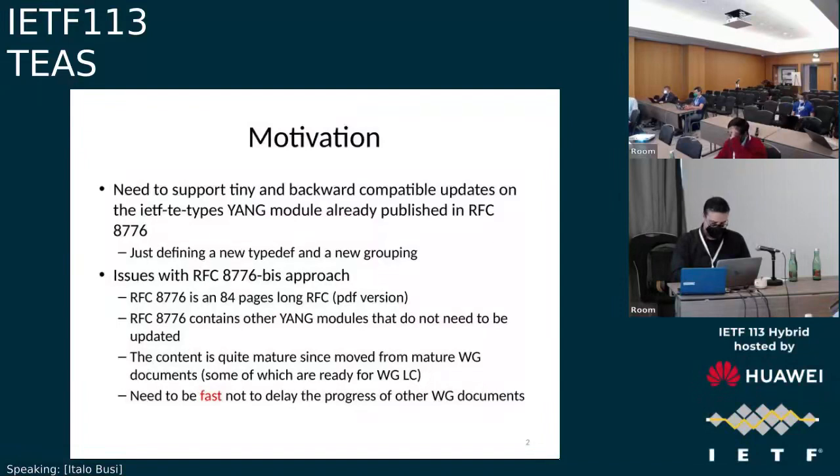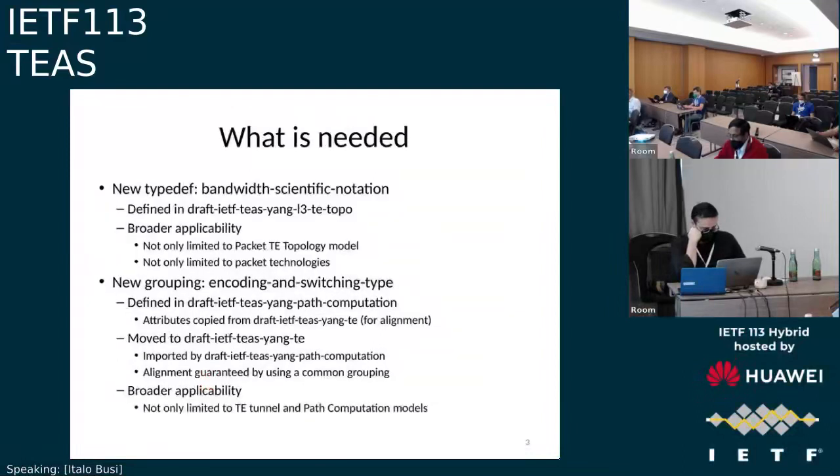What we want to put into this draft is very simple and very mature, because it's just moving things which are already defined in other working group documents, some of which are actually now in working group last call. So we need a way to progress this document quickly, to make these entities available to broader applicability without blocking the progress of the documents which are already mature.